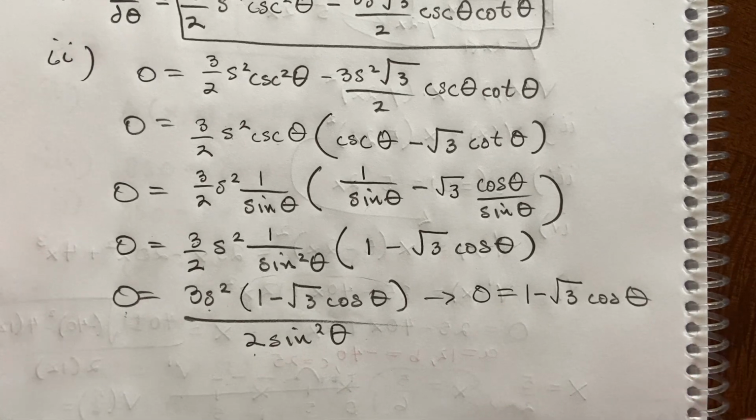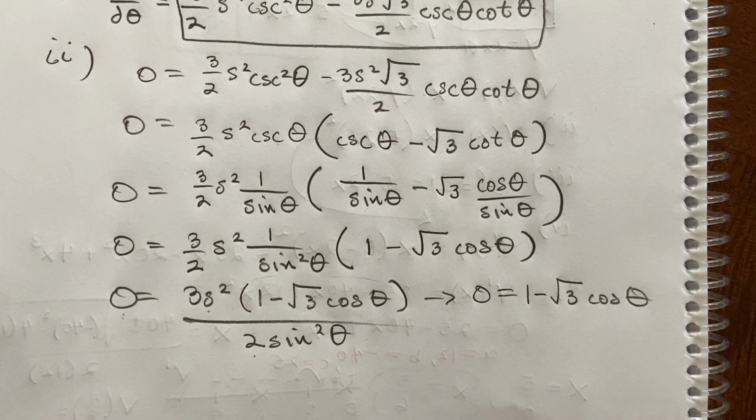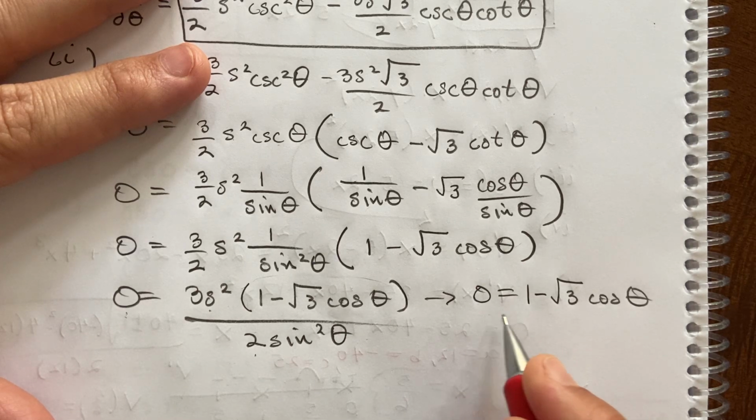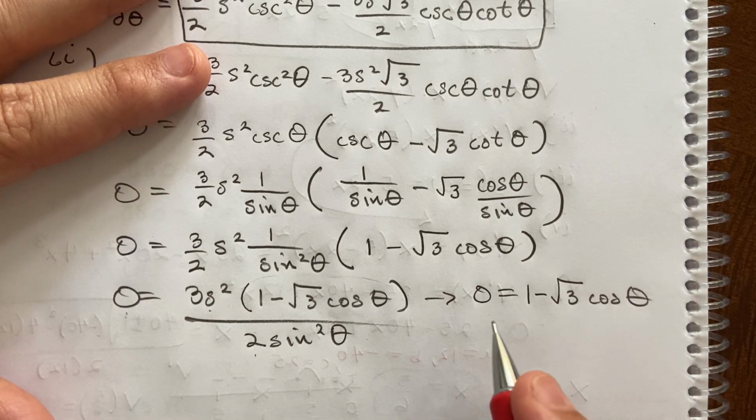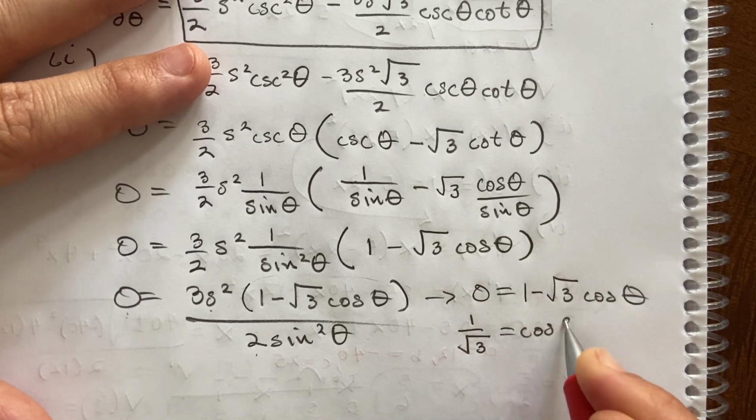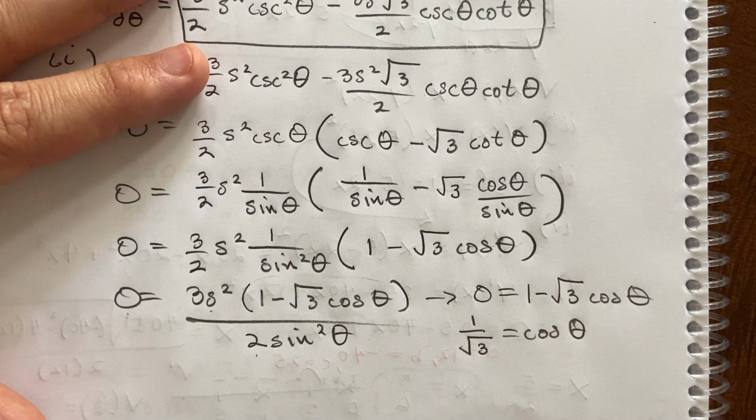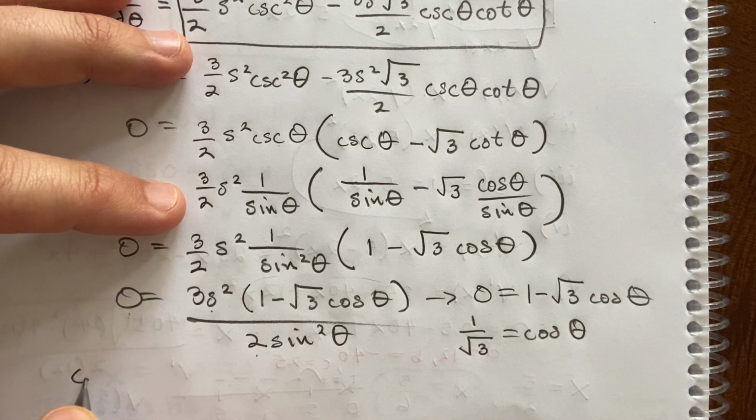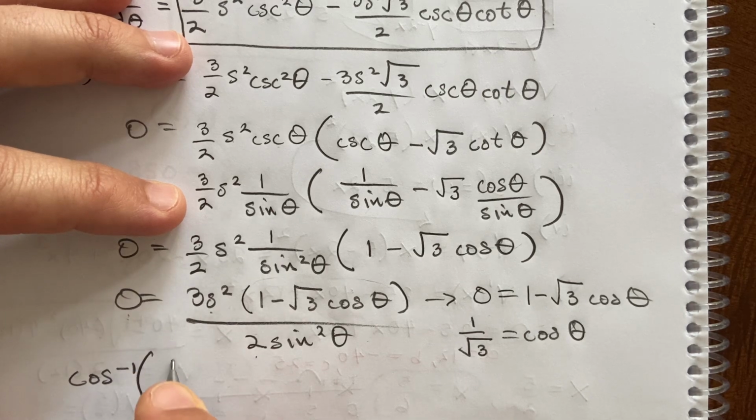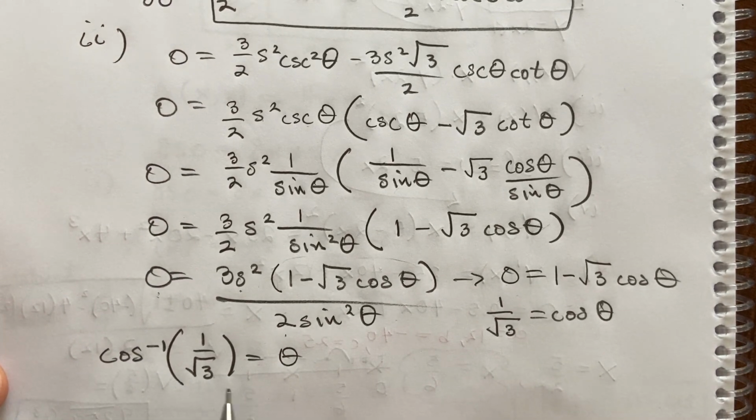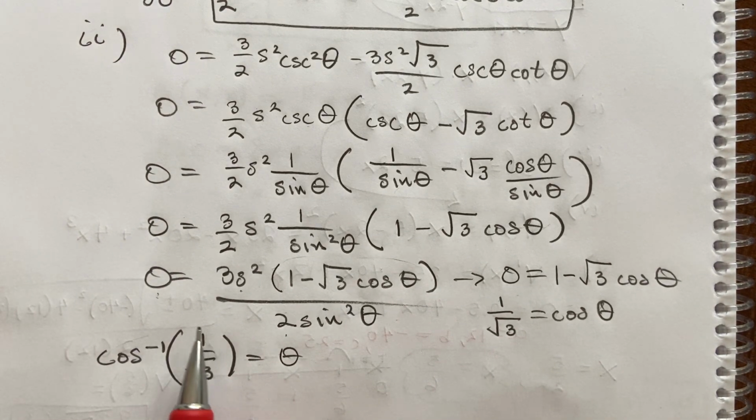I'm trying to solve this for theta. So subtract 1, divide by negative √3. I get 1 over √3 equals cosine theta. And use the inverse cosine. So I'm getting inverse cosine of 1 over √3 equals theta. In other words, this is the angle that the bees should prefer.